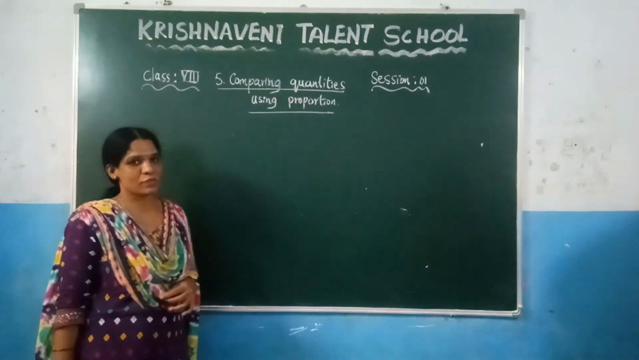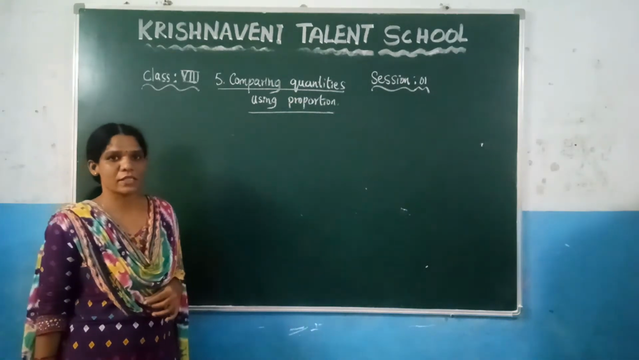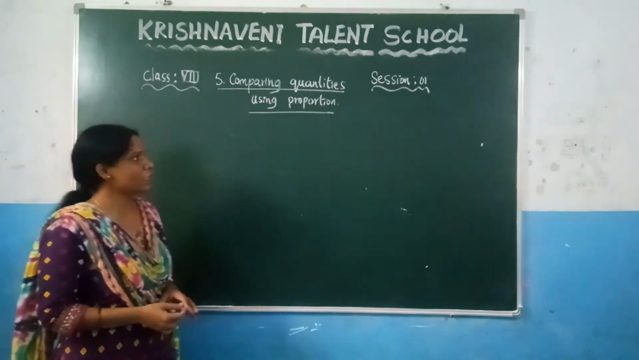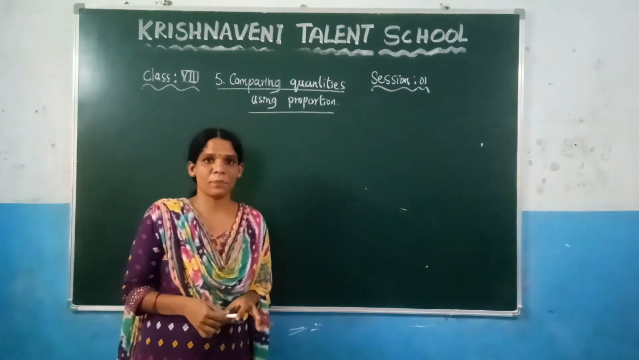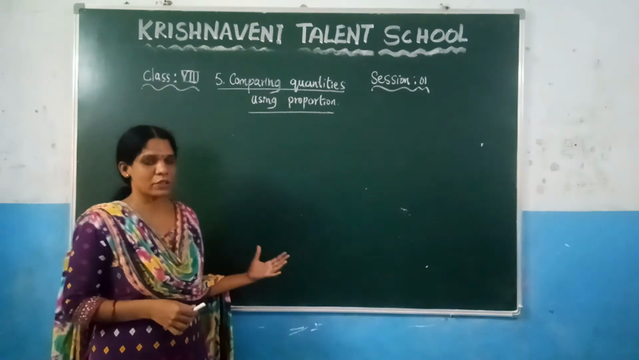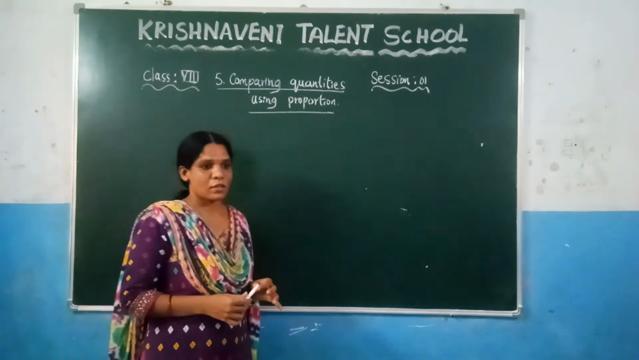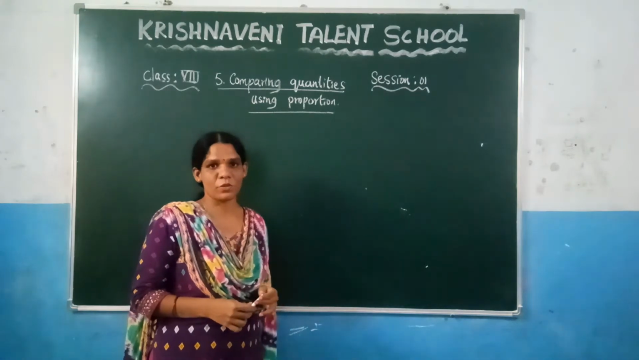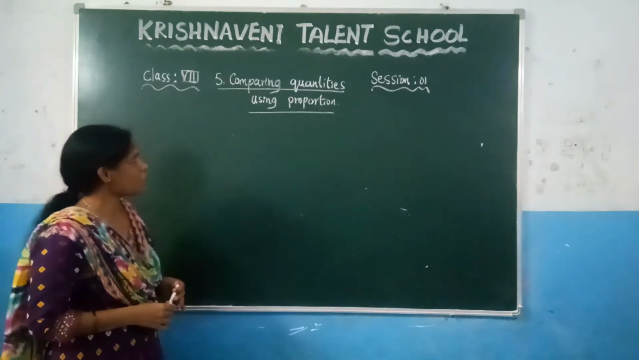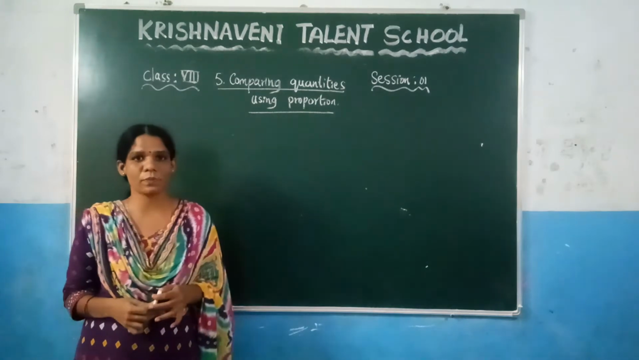Next chapter, which is the fifth chapter, comparing quantities using proportion. This is a very important chapter, because if you are very familiar with this chapter, it will be very useful to you in the higher classes. Now see the next chapter, which is comparing quantities using proportion.